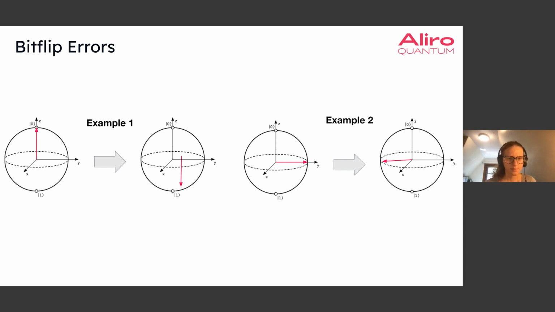And if we recall that our 0 state is at the top of the z-axis, and our 1 state is at the bottom of the z-axis, we can see that what a bit flip error will actually do quantum mechanically is it will correspond to a 180-degree rotation on the Bloch sphere. So I started out in my 0 state, I wanted to stay in my 0 state, but I experienced a bit flip error and I end up in the 1 state.